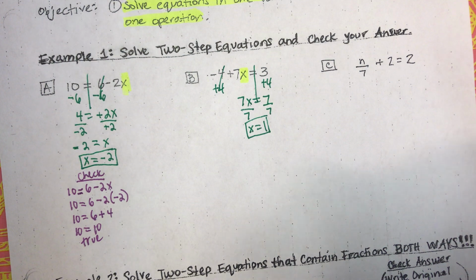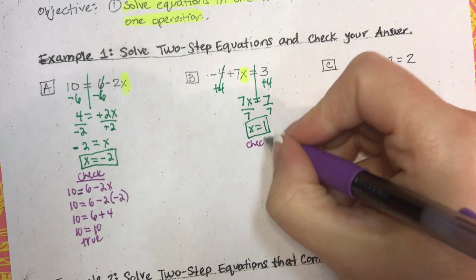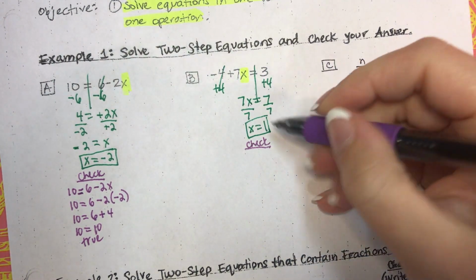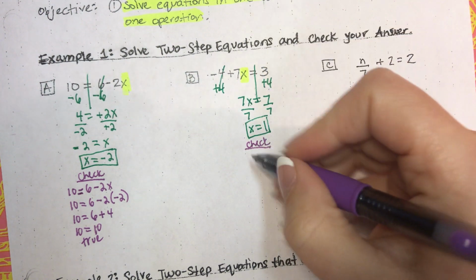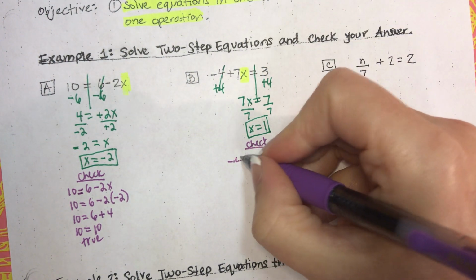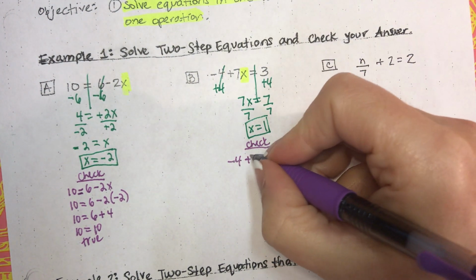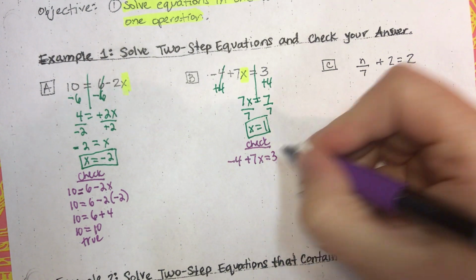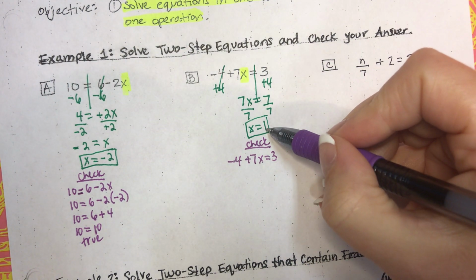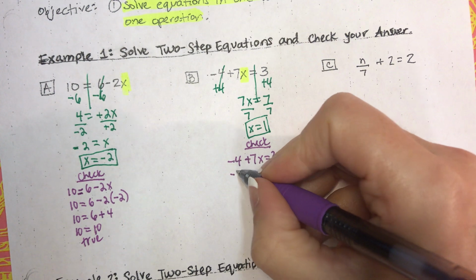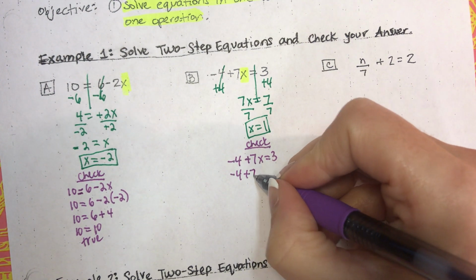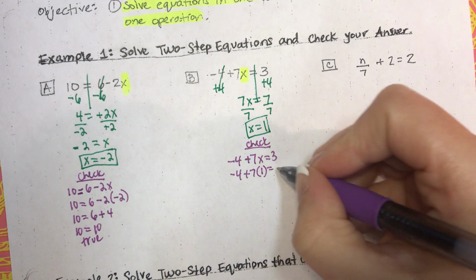But we're going to check our answer. So we're going to write the word check. That lets me know in your homework that you're about to do the check. And we're always going to write down that original equation, what we started with, negative 4 plus 7x equals 3. And we're going to substitute that 1 in for the x. So I'm going to rewrite everything and just do that one thing.